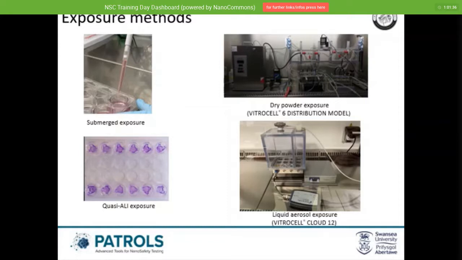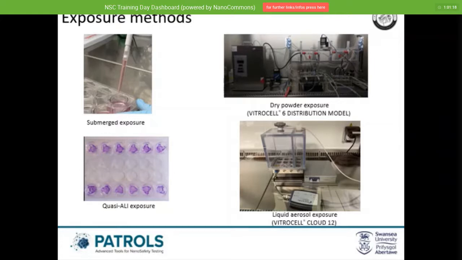The next method, which is slightly more physiologically relevant, is the quasi-ALI exposure. This is where a specific volume of media is placed onto the apical surface of the membrane, but does not cover the whole surface, and therefore is quasi-exposed to the membrane.